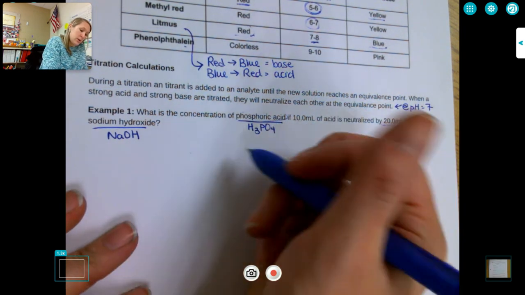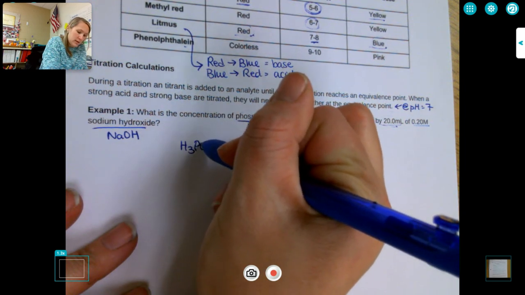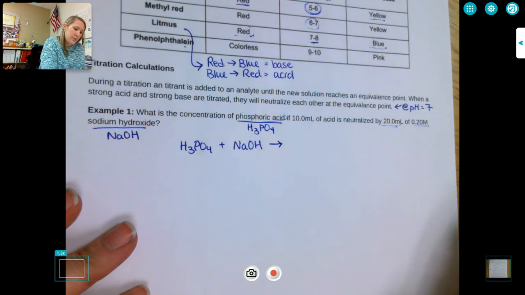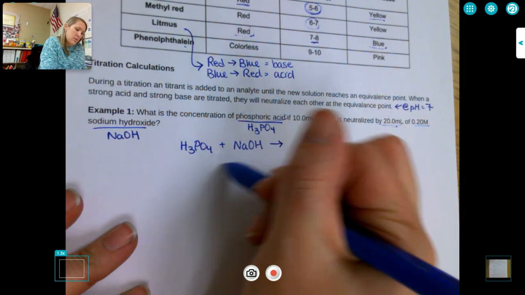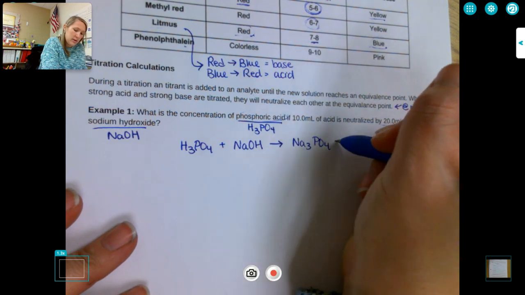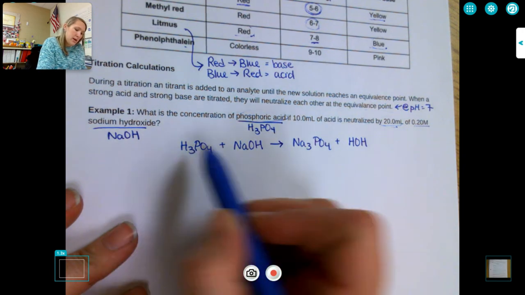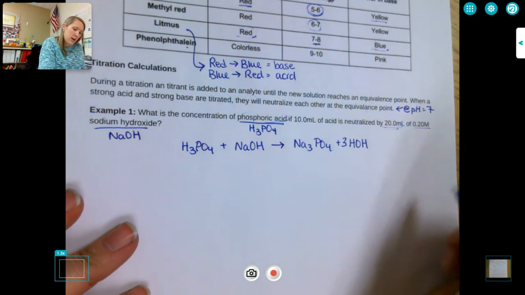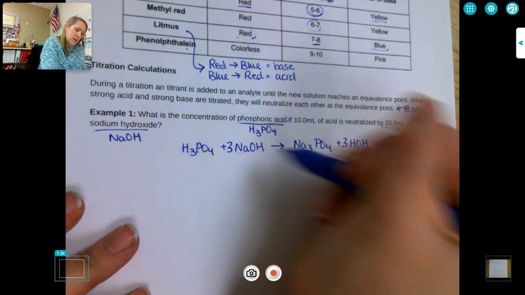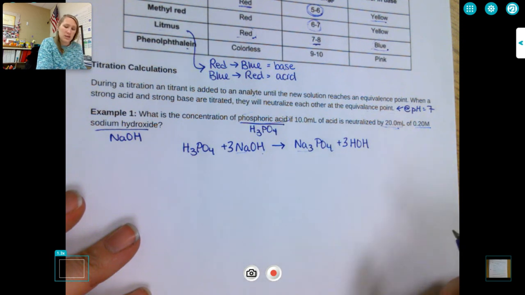So first thing I want to do is write out my reaction. H3PO4 reacting with sodium hydroxide. The hydrogen and sodium swap places. So I'm going to get Na3PO4. And I'm going to write water as HOH just because it's easier to balance that way. 3 hydrogens, 1 hydrogen, so I'm going to put the 3 there. 1 phosphate, 1 phosphate. 1 sodium, 3 sodiums, so I need a 3 there. It gives me 3 hydroxides, 3 hydroxides.